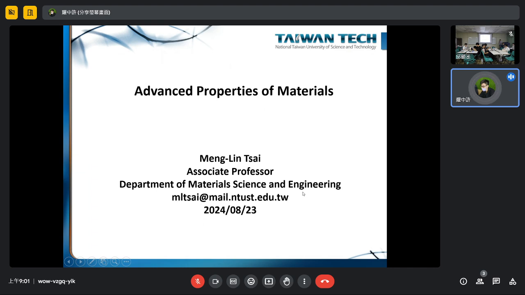Okay, so for me, I think usually the summer course should be more relaxed, so I don't want to give you much loading. Today's class is a general introduction of some of the properties of material, because I belong to the Department of Material Science and Engineering. My name is Meng Lin Cai, and I'm currently an associate professor in the Department of MSE.